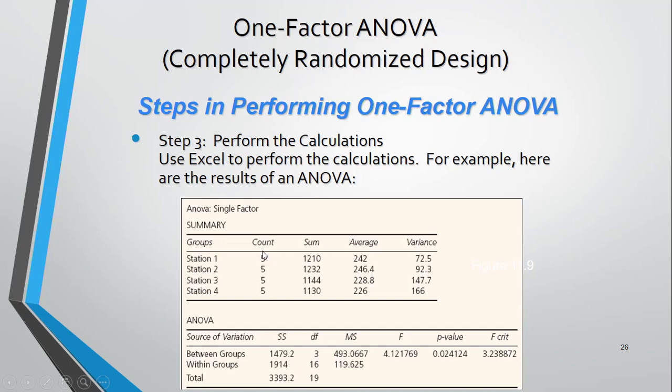Because you have 4 groups, 5 each, that's 20 total. 20 minus 1 gives you 19. And then this has to be 16 and minus C, because 19 minus 3 will give you 16. How do you get this here?